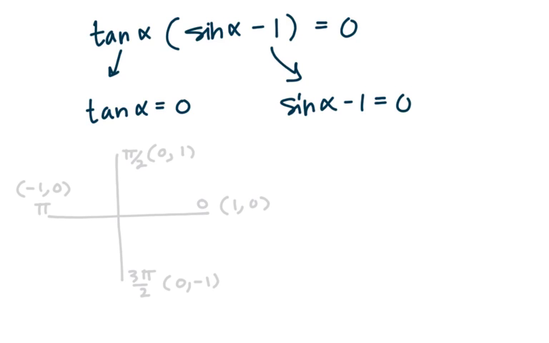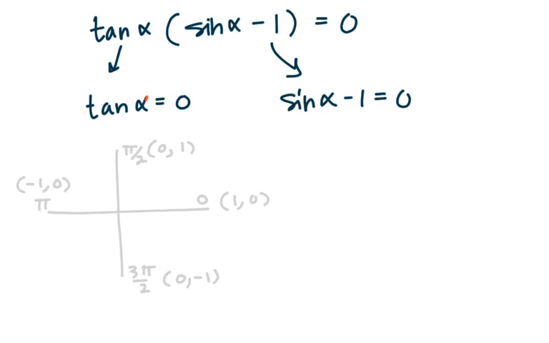Remember, tangent is sine over cosine, or y over x. So at pi over 2 and at 3 pi over 2, tangent is undefined. But at 0 and pi, tangent is equal to 0. So for this alpha, we know we're going to be getting pi and 0. So we have that alpha equals pi or 0. For my other equation, that would be sine alpha is equal to positive 1.